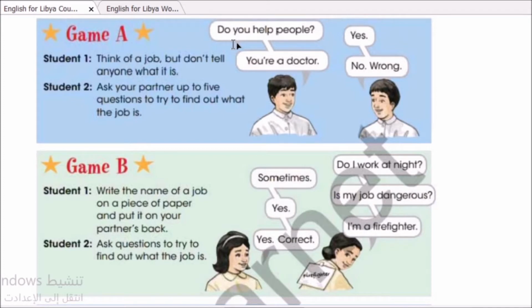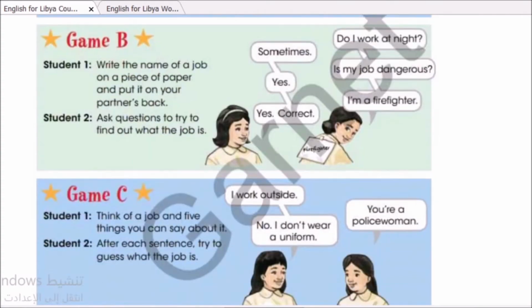For example, he said, "Do you help people?" He said, "Yes." He asked him, "You're a doctor?" He said, "No." Wrong. So this is Game A. One thinks about a job, the other one asks questions. Let's look at Game B.